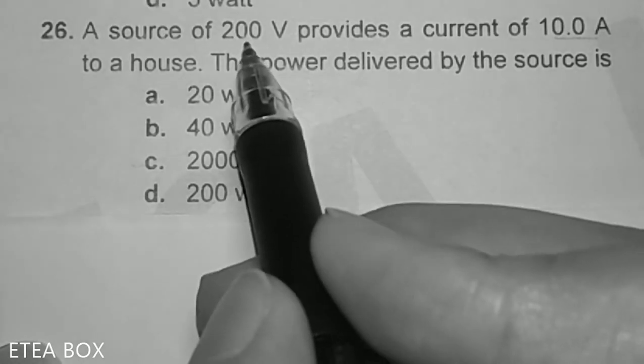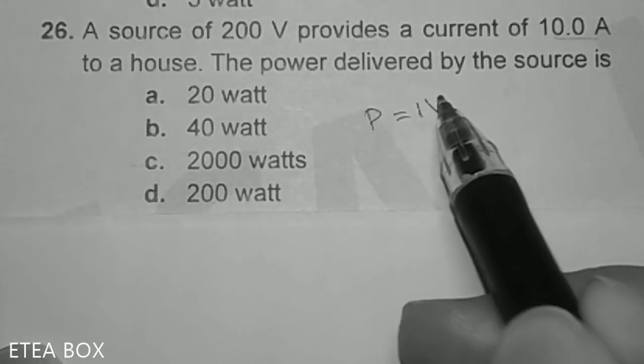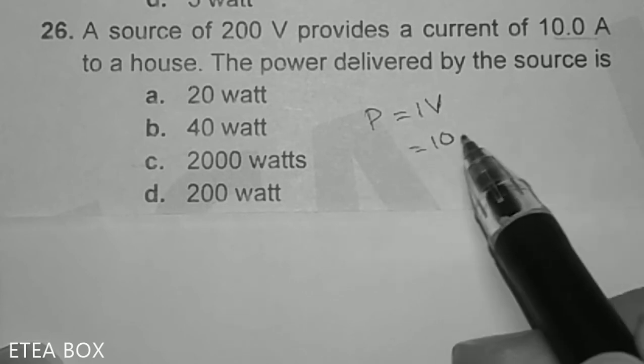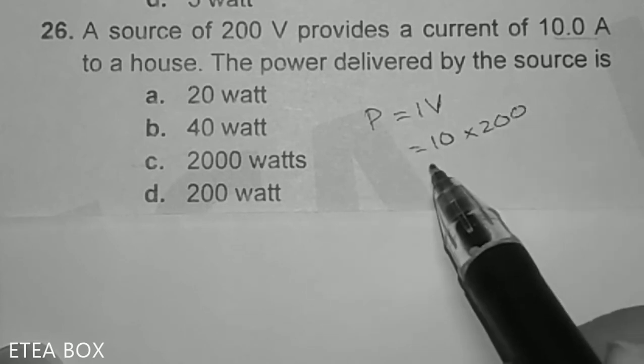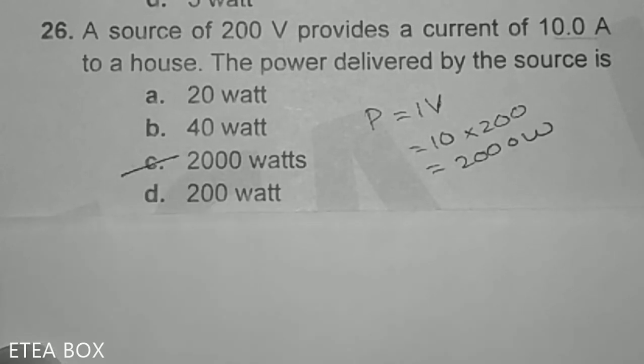A source of 200 volt provides a current of 10 ampere to a house. The power delivered by the source is, now the voltage is given and the current. So power is equal to IV. The current is 10 multiplied by 200, so it will give 2000 watt. Option C is correct here.